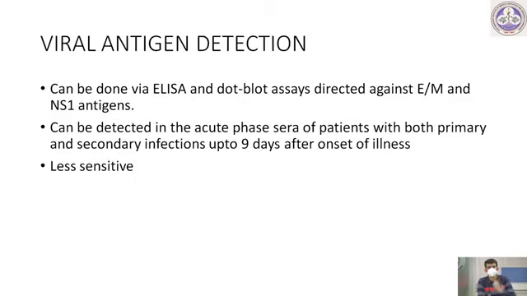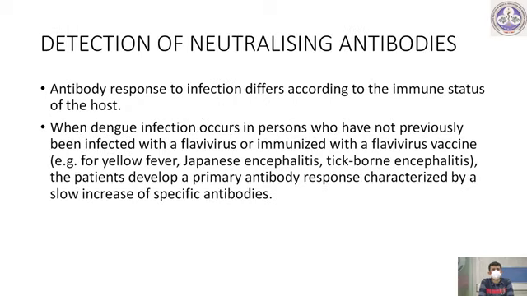Then viral antigen detection. This can be done by ELISA and dot blot assays directed against E/M and NS1 antigens. They can be detected in the acute phase sera of patients with both primary and secondary infections up to 9 days after the onset of illness, and the method is less sensitive.